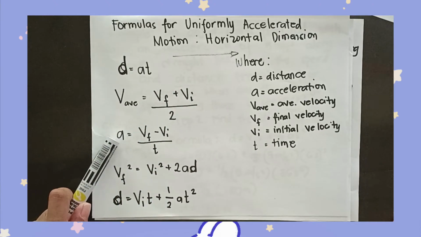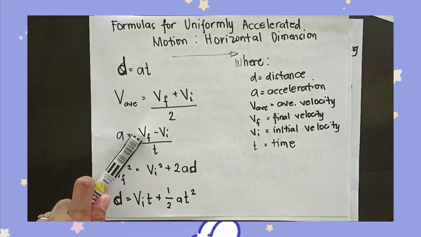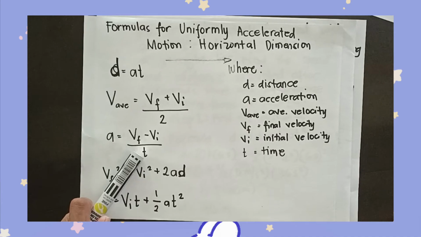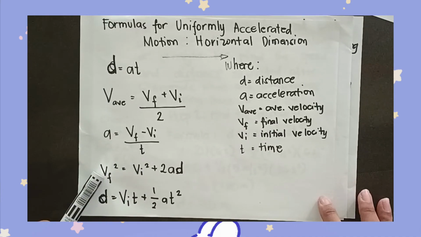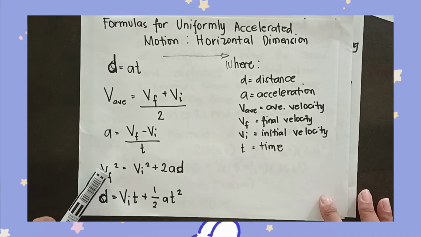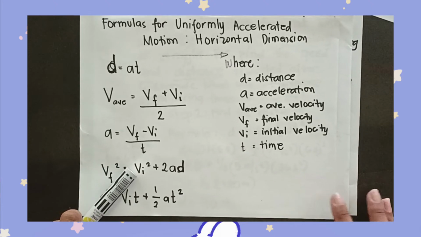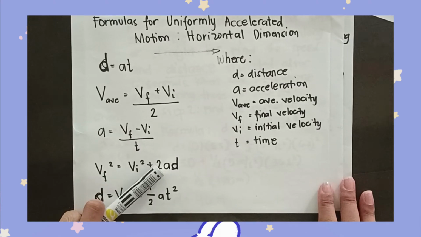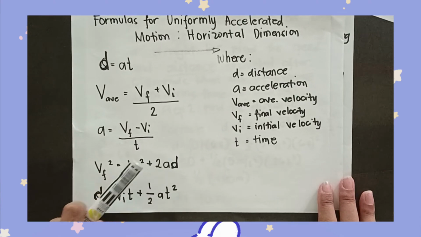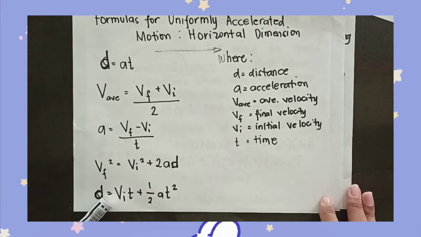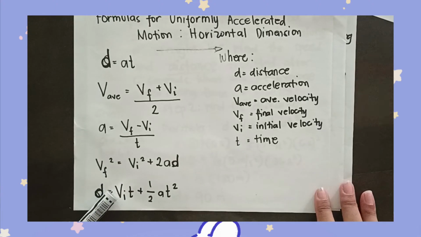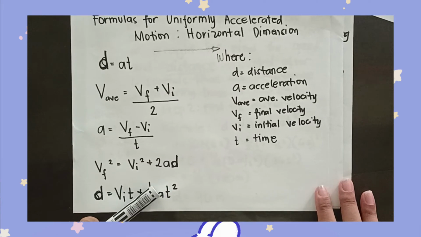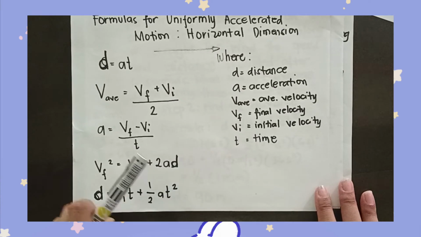Another formula is acceleration is equal to final velocity minus initial velocity divided by time. And then the fourth one, the final velocity square is equal to initial velocity square plus 2 times acceleration times distance. And finally, distance is equal to initial velocity times time plus 1/2 of acceleration times time square.